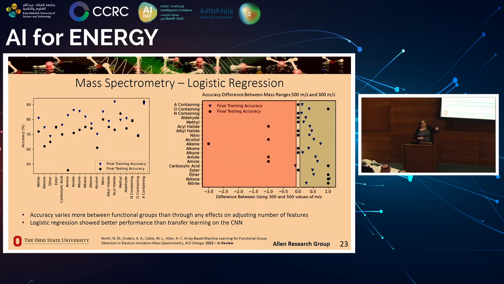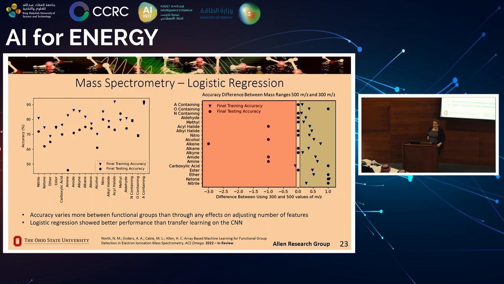And so when we compare the results that we had with our retraining of the convolutional neural network, we see a much higher accuracy with the logistic regression. But at the same time, we see some similar trends, kind of what we've alluded to with the IR-based data. If we look on the left, this scatter plot is showing us our final testing and training accuracies. And if we compare the final training accuracy of our nitrile and our ketone all the way on the right, we are going to see a difference between those of over 7%.